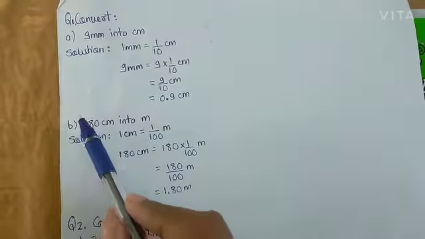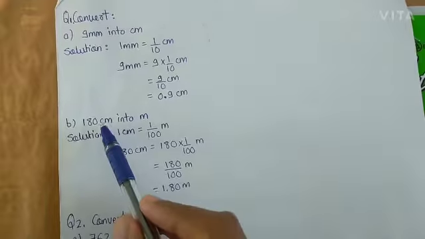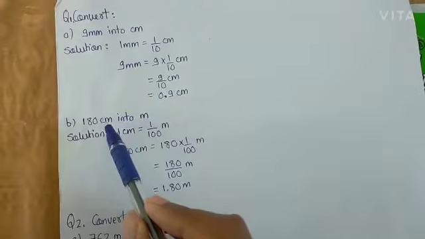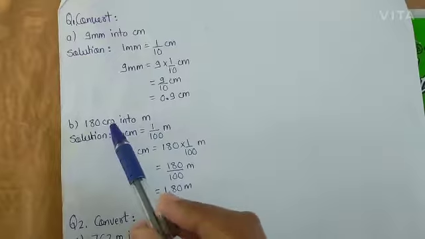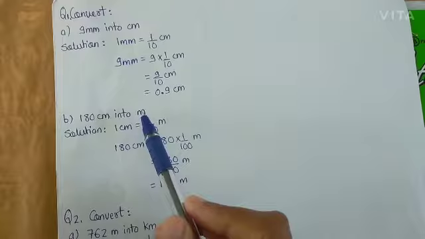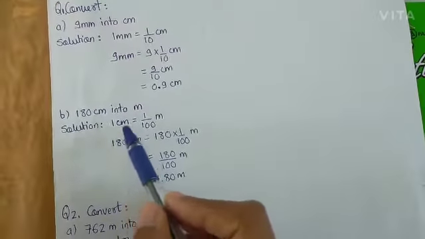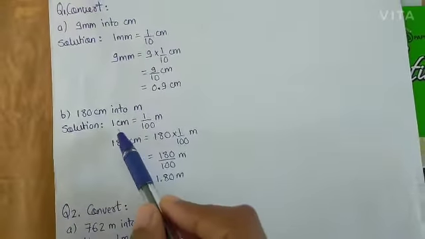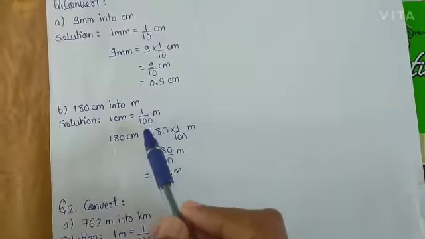Let us solve one more question. (b) 180 centimeter into meter. Solution. We have to convert here the centimeter into meter. Centimeter is the smaller unit of length and meter is the bigger unit of length. To convert a smaller unit of length to a bigger unit of length, what do we do? We divide. From the table you can see this relationship: 1 centimeter is equal to 1 upon 100 meter. So to convert centimeter to meter, we divide by 100.